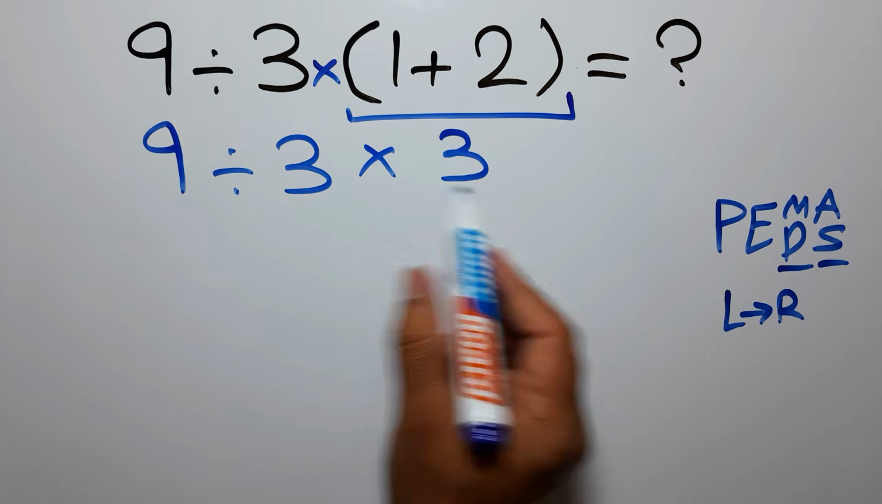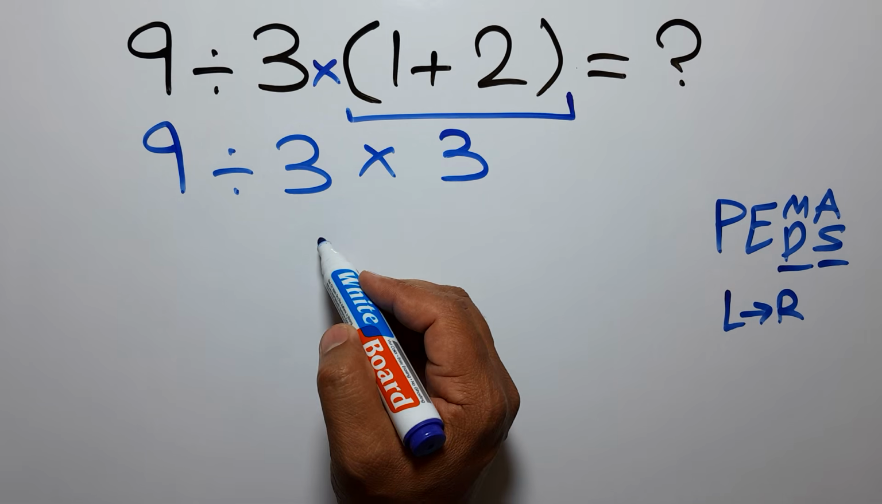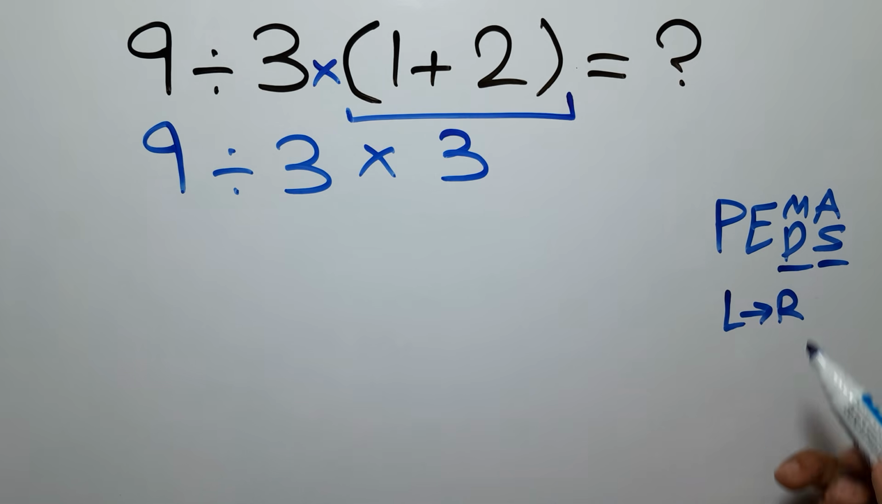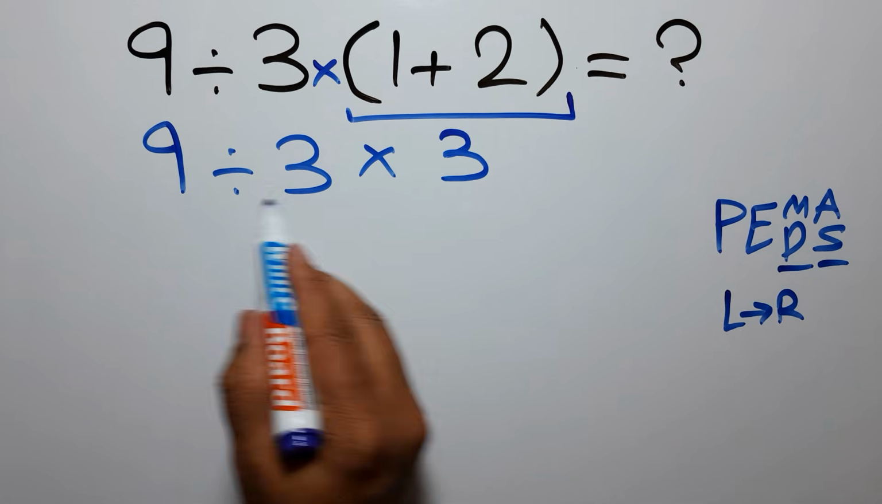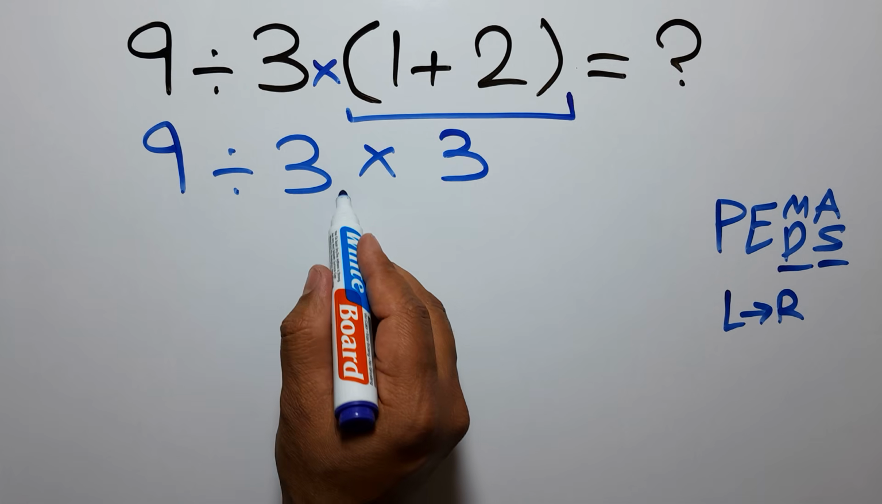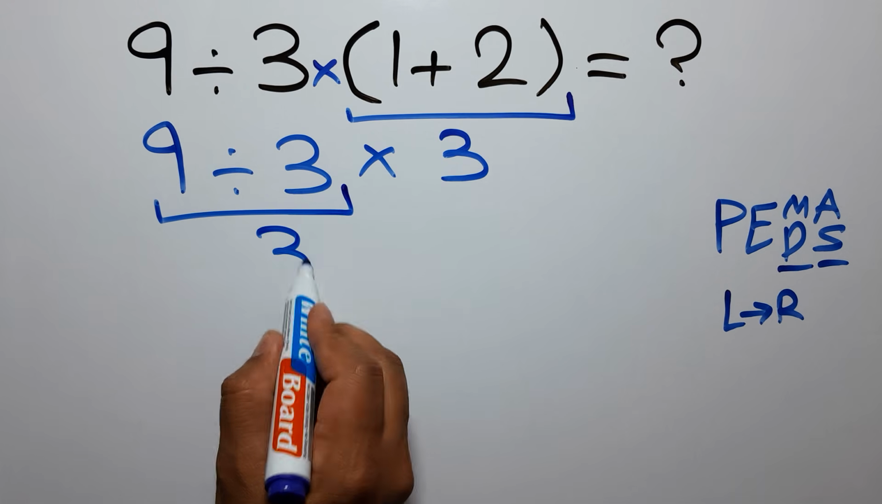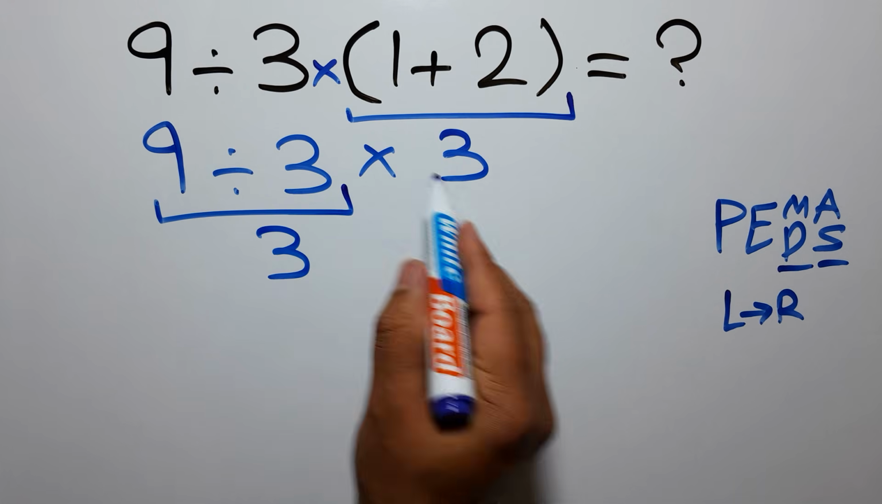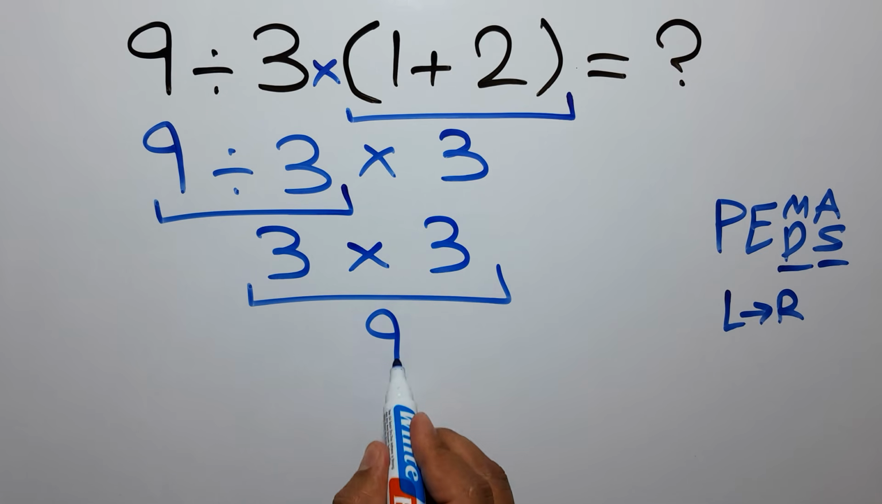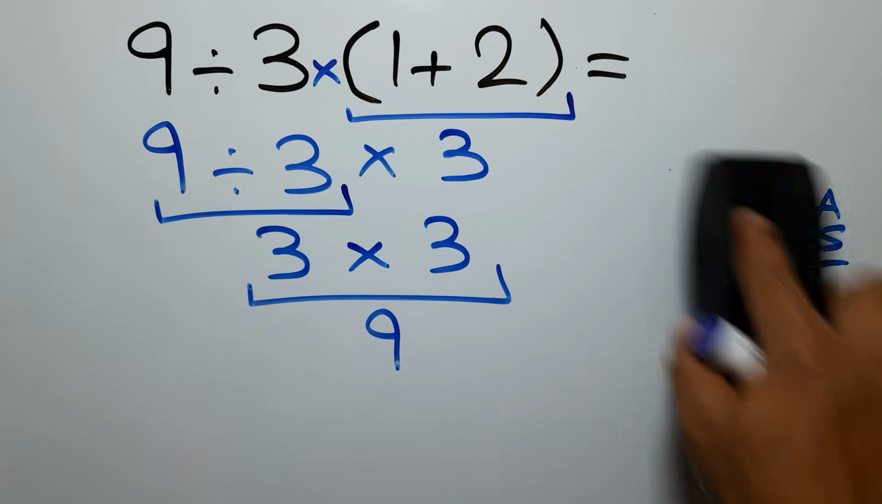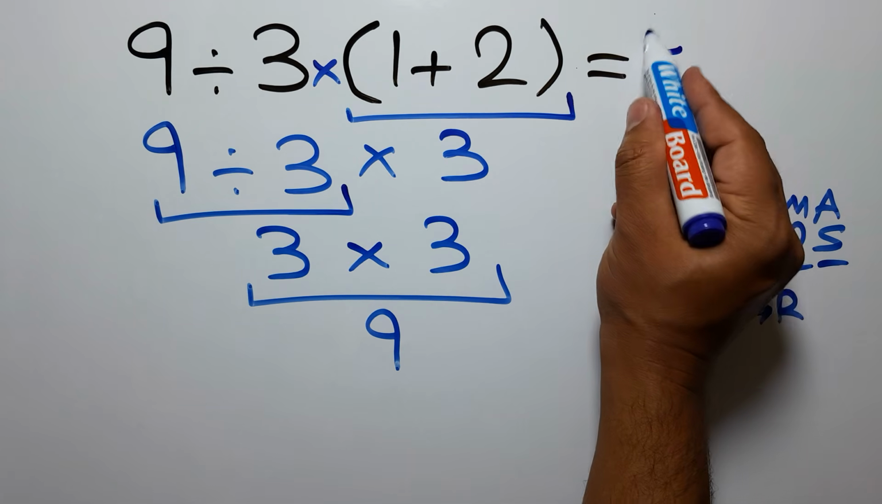Now in this expression we have one division and one multiplication. As I said, multiplication and division have equal priority and we have to work from left to right. So here first we have to do this division. 9 divided by 3 equals 3. So we have 3 times 3 which equals 9. And this is our final answer to this problem. The correct answer is 9.